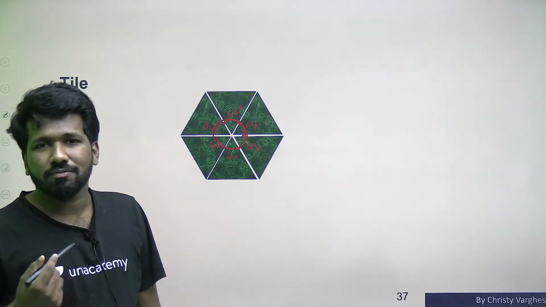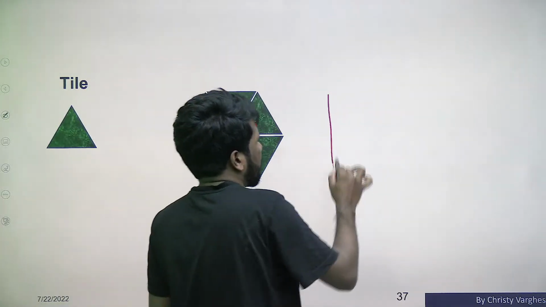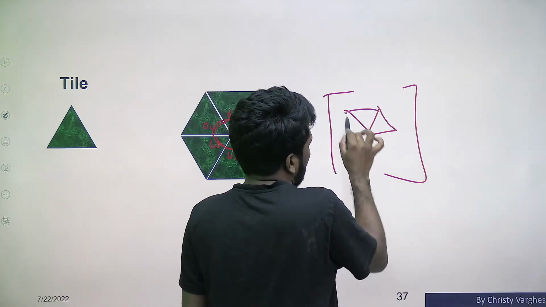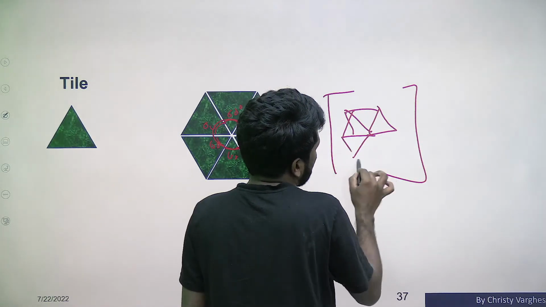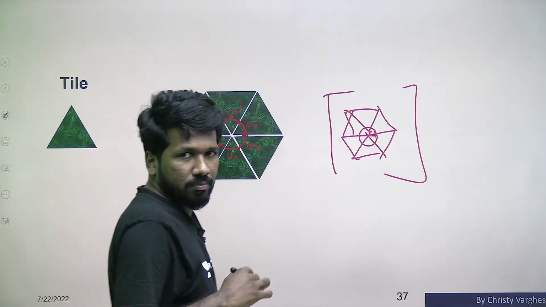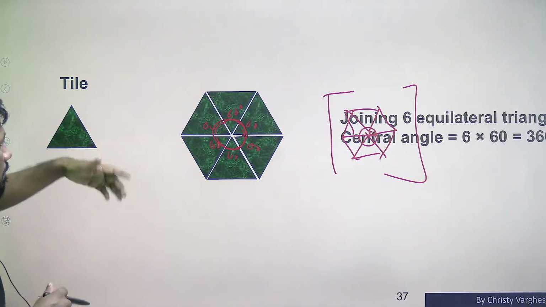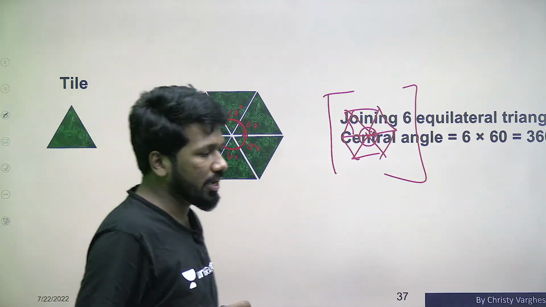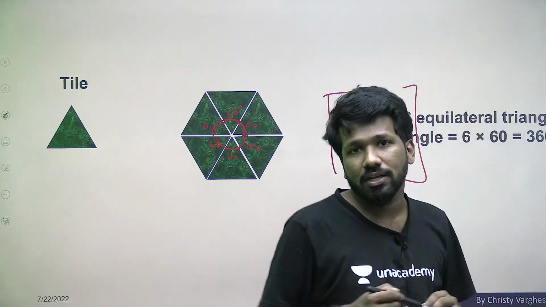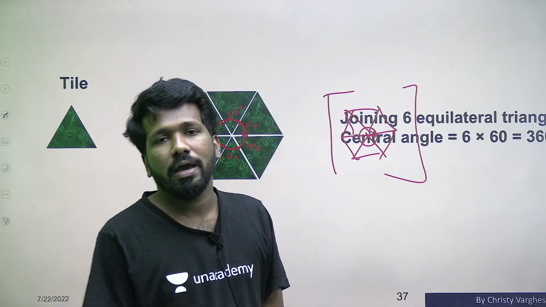What is the speciality of 360? The angle around a point is 360. For example, if I want to cover this region, if I start arranging equilateral triangles, I can cover this region without any gap, because 60 is a factor of 360. You will understand more with the upcoming examples. Equilateral triangle tiling is possible because the angle of an equilateral triangle is a factor of 360. That is a condition for a proper tiling to happen.